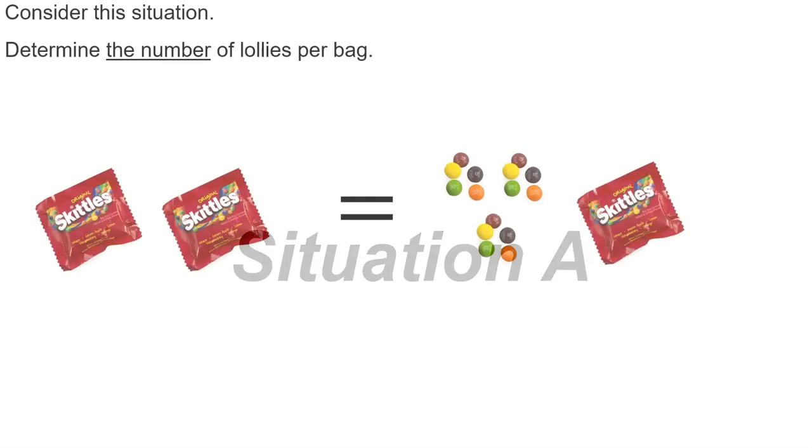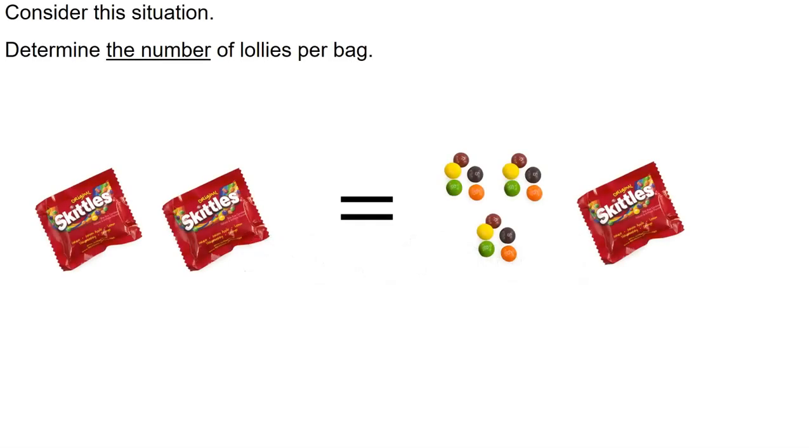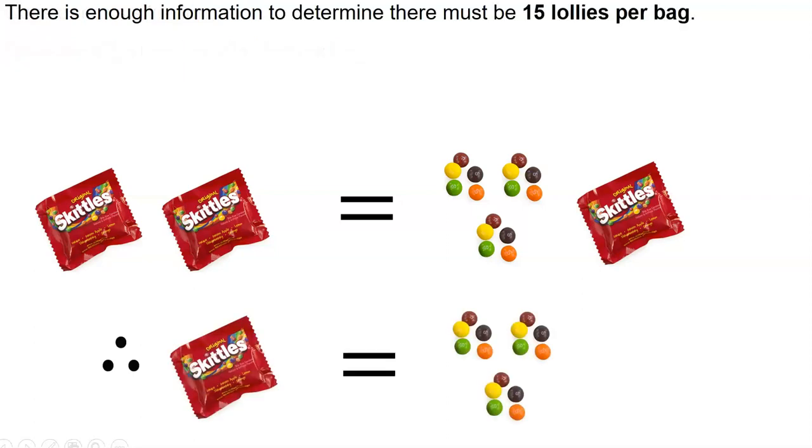So situation A. Consider this situation. Determine the number of lollies per bag. Just study the situation for a moment and see if you can answer that. By looking at the information in the picture, we can sort of disregard the outside Skittles packets and see that one packet equals 15 Skittles.